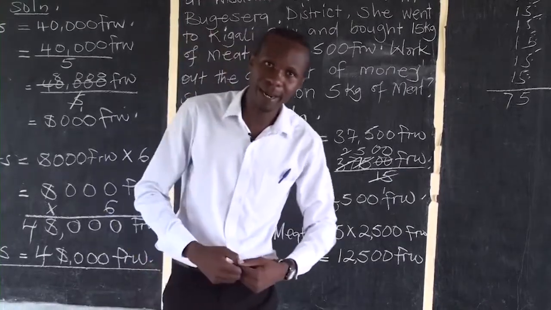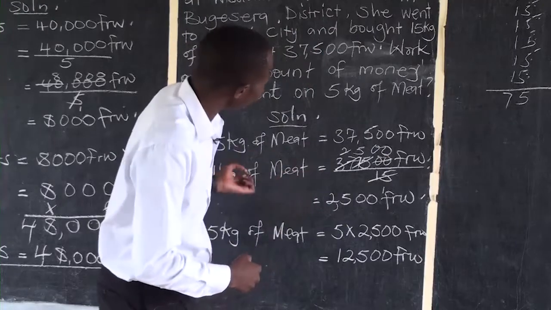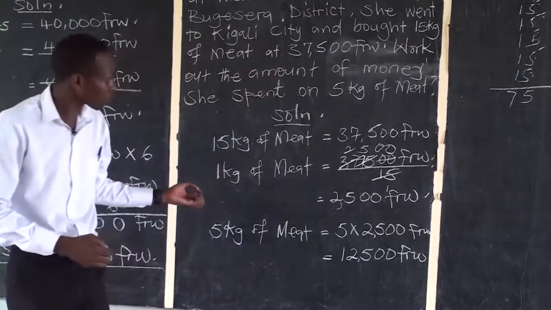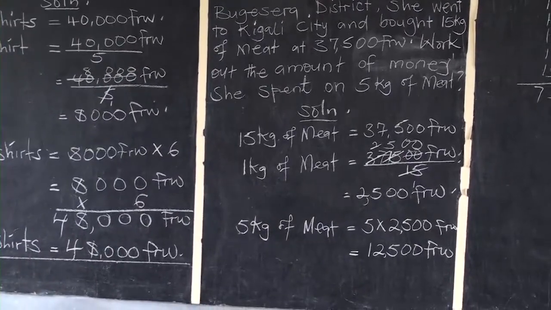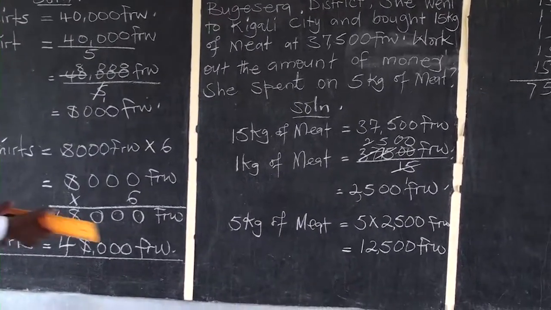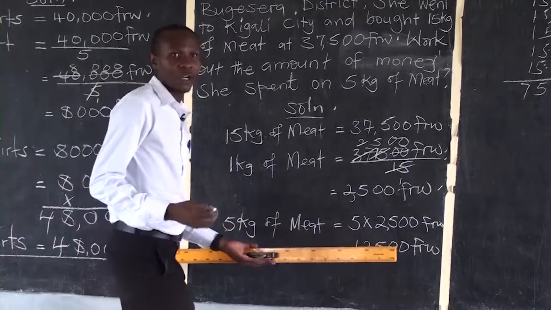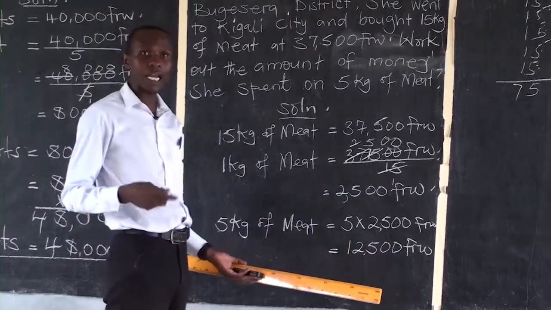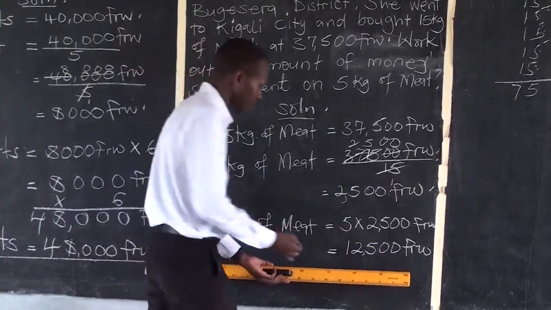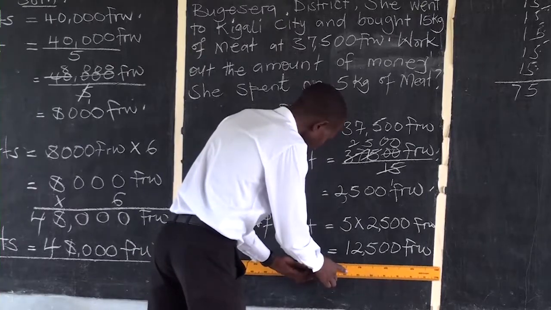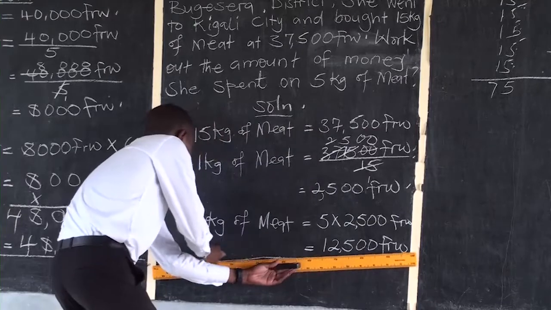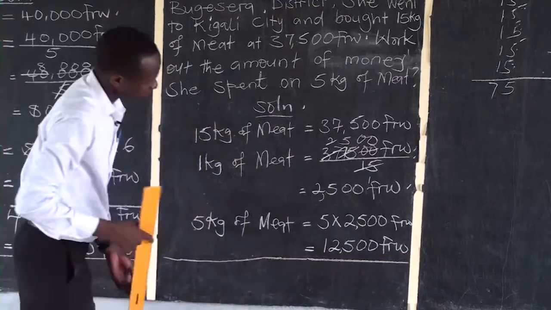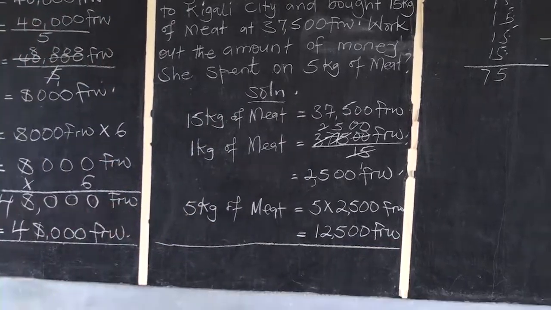With those few remarks, allow me to add a simple point on what I've done. Get your ruler and underline your work. After reaching the last answer, why do we underline? We underline our work to make it look neat. After underlining, we call it our answer.